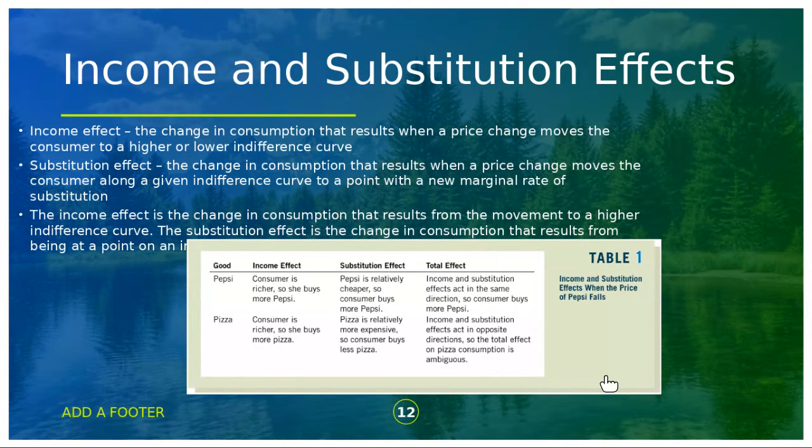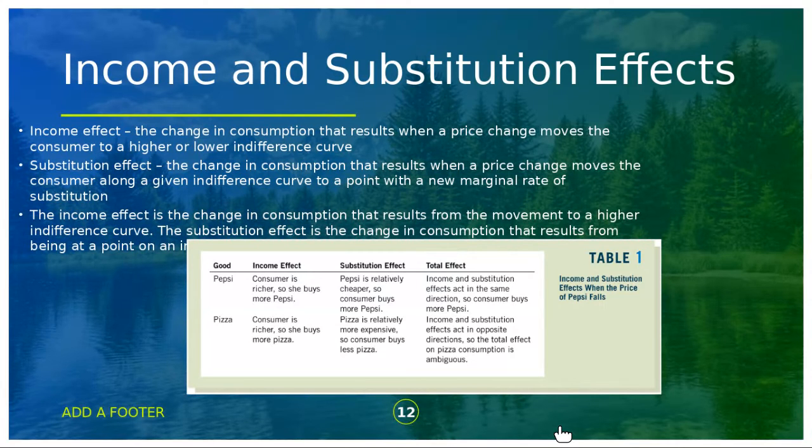Now, a cool little table here I want to have you pause on and really reflect on is Table 1. This is a nice handy summary of what we've discussed. It takes as an example the goods Pepsi and pizza, and it considers the income effect and the substitution effect. And this gives us our total effect consequences.